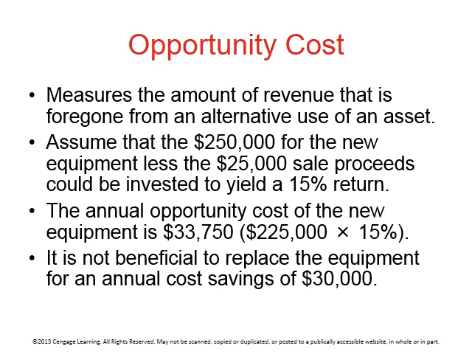So looking at opportunity cost, it's not beneficial to replace the equipment, because when we replace the equipment, we see an annual cost savings of $30,000. But we can save more money by taking that $225,000 we were going to buy the equipment with, putting it in the stock market, earning 15%, and we can earn $33,750. So from a company perspective, we're better off keeping the old equipment and investing that money at a 15% return.